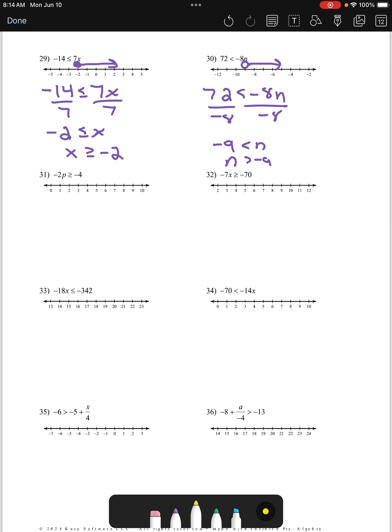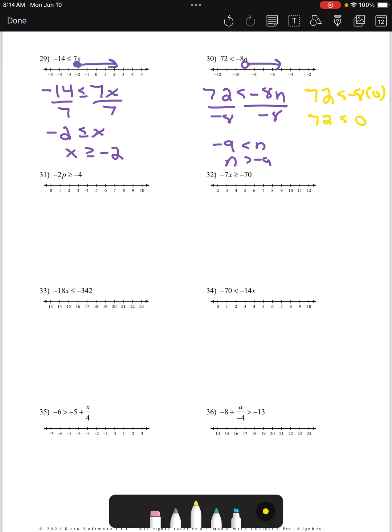So a number that's greater than -9. And again, on this number line, you might think you have to pick -8, -7, -6, something that's on this number line. But truly, any number greater than -9 is fine. And one of my favorite numbers to work with when checking, if I'm allowed to use it, is 0. And 0 is absolutely greater than -9. So let's check 0. So 72 is less than -8 times 0.